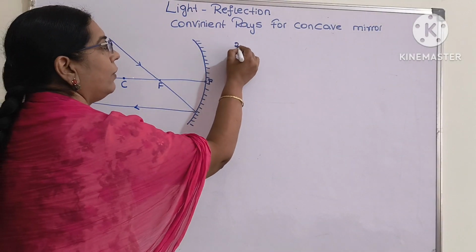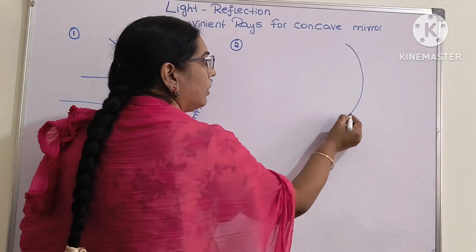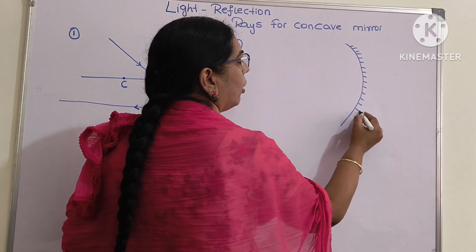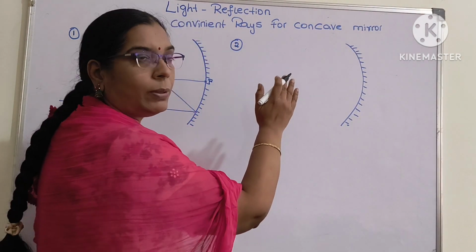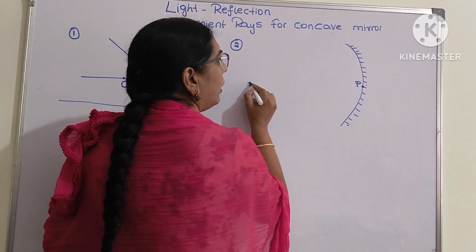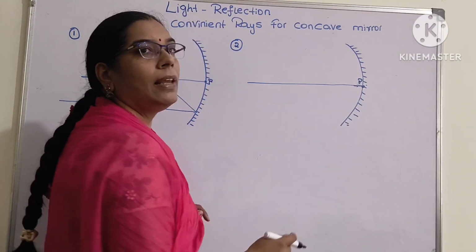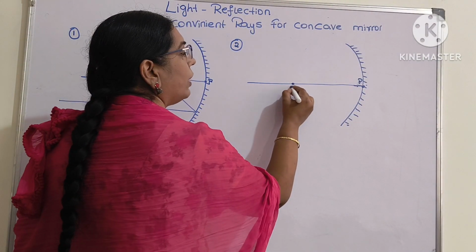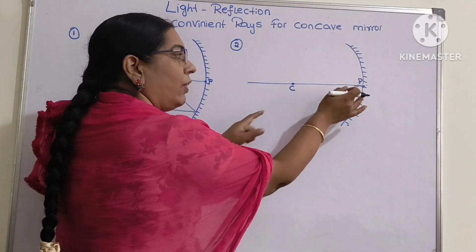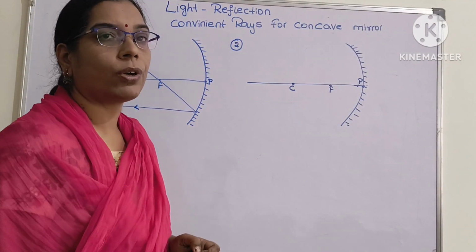Let us come to the second one. We have to draw one more convenient ray for the concave mirror. The moment I say concave mirror, draw a concave mirror. The inside part will be the reflective side. The center should be called P. Draw a line passing through P, which will be called the principal axis. Then the center of curvature will be in front for a concave mirror. In between C and P, at the midpoint, will be the focus.